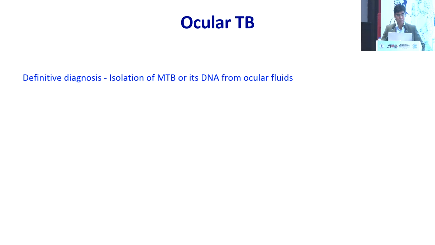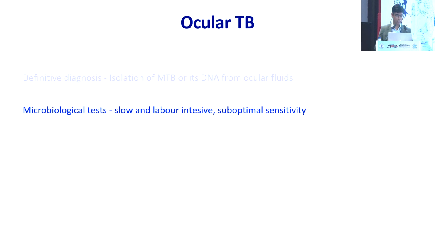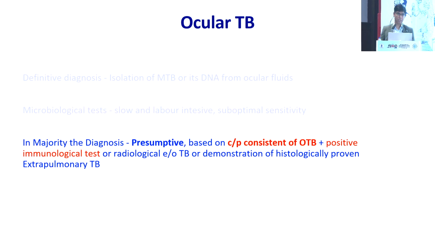So with this background, ocular TB has always been a challenge for diagnosis, and the definitive diagnosis, of course, is based on isolation of the bug or its DNA from the ocular fluids. However, these microbiological tests are very difficult and they lack sensitivity because of the possible paucibacillary nature of the disease as well as the difficulty in sampling ocular tissues. So majority of us make a presumptive diagnosis of TB based on the consistent features of ocular TB. This is very important, and on a positive immunological or radiological test.